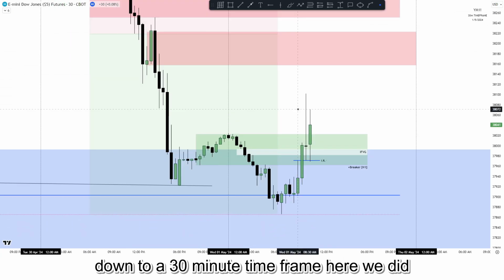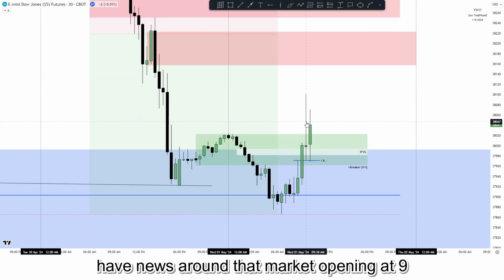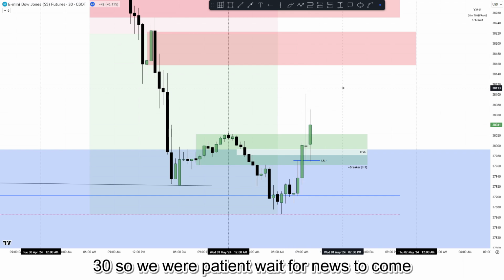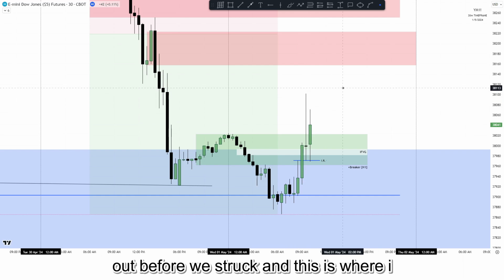Coming down to a 30-minute time frame here, we did have news around that market opening at 9:30. So we were patient, waited for news to come out before we struck.